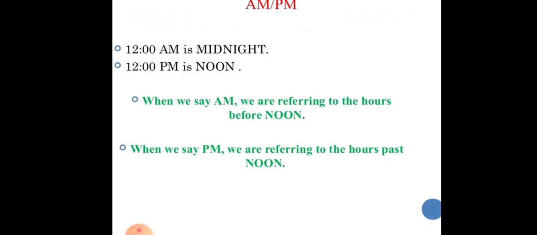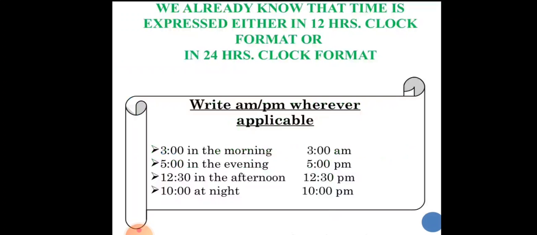AM and PM. 12 AM is midnight. 12 PM is noon. Always remember this. When we say AM, we are referring to hours before noon. And when we say PM, we are referring to hours past noon.